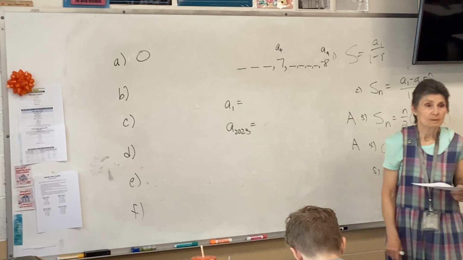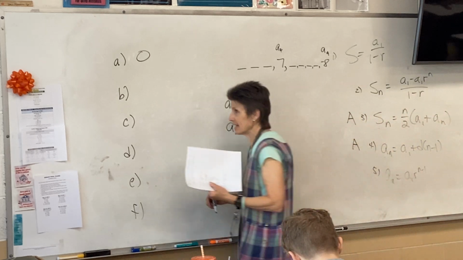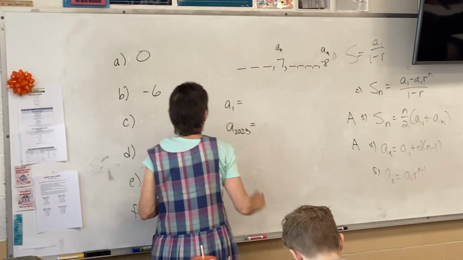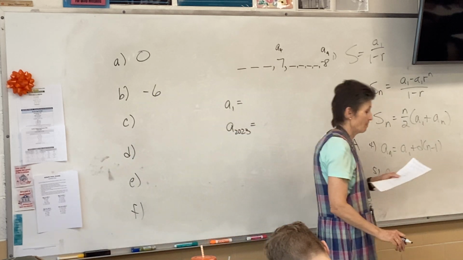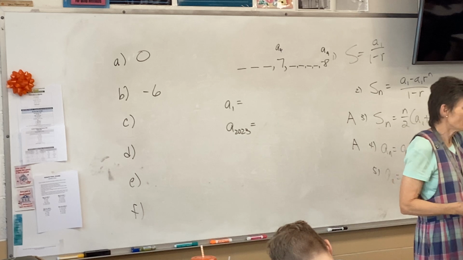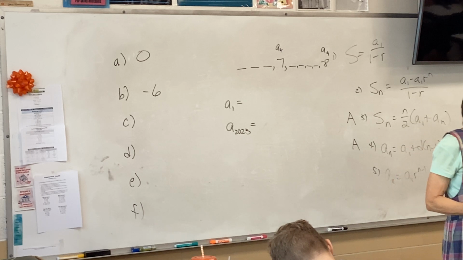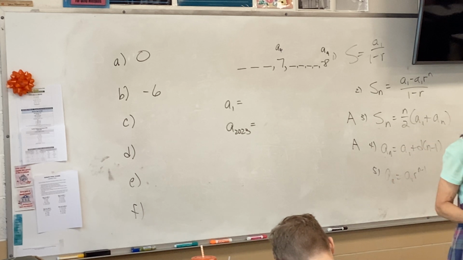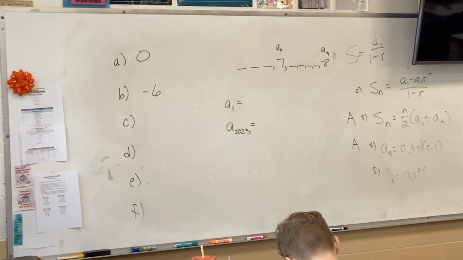B is negative 6. Why is B negative 6? Because I have 6n squared over negative 1n squared. There's an n squared on the top and an n squared on the bottom, folks. Put them together. Negative 6.